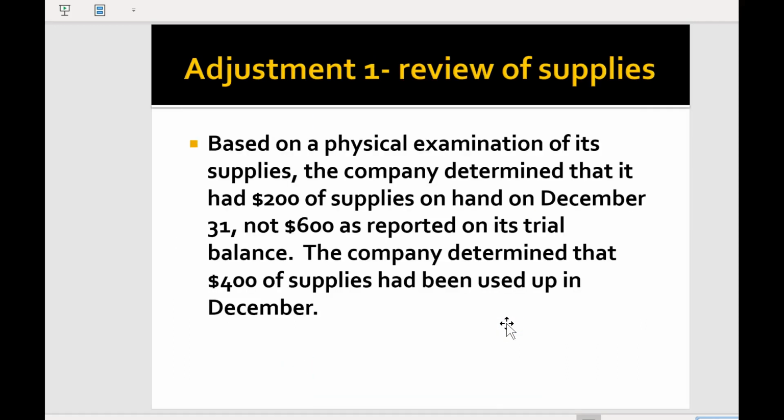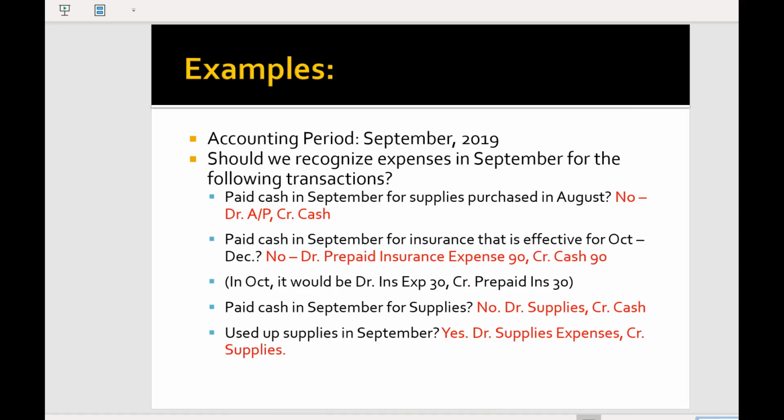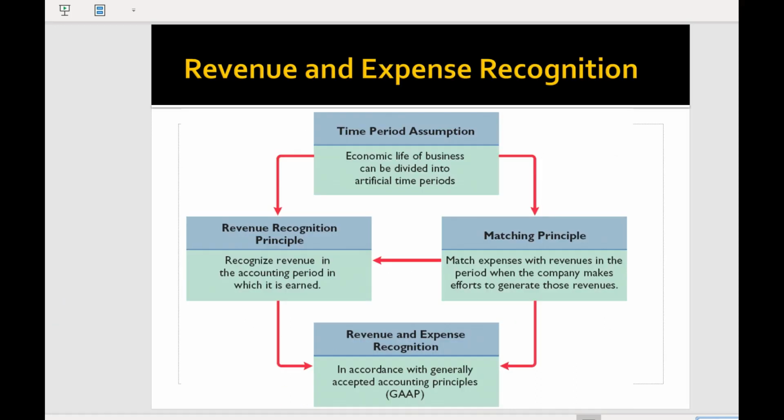Okay, so let's sum up what I have just talked about. We need to first have a time period assumption. In our case, it's 1 month. That's how we record our transactions. That's how we confine our recording. And during the month, we ask ourselves, did we earn revenue by providing service or selling products? If we do, we recognize revenue. If we don't, it's not revenue.